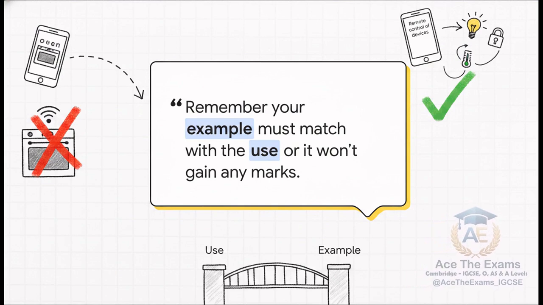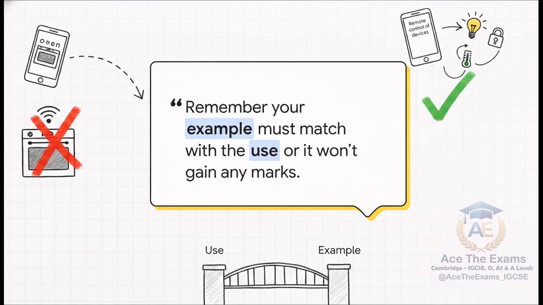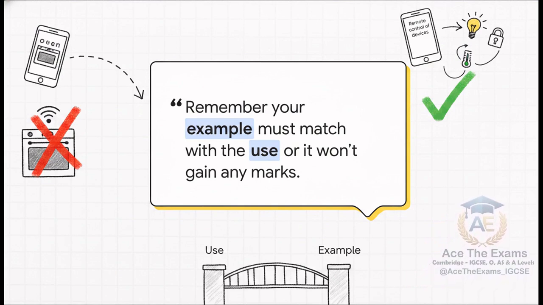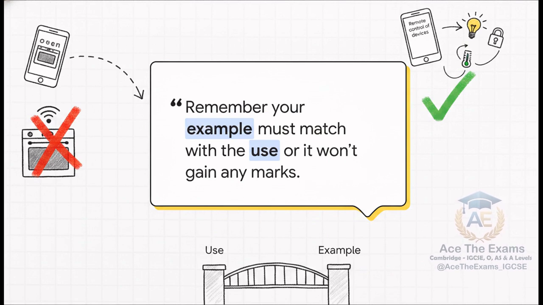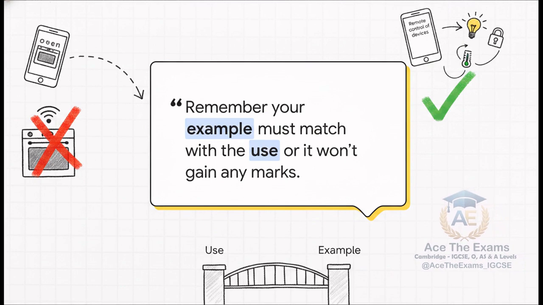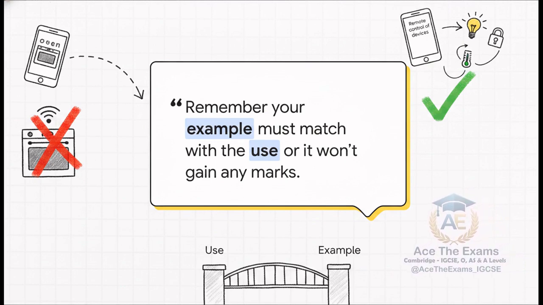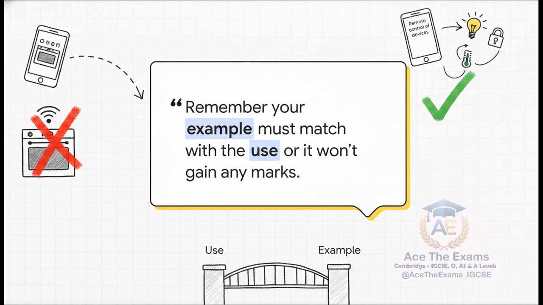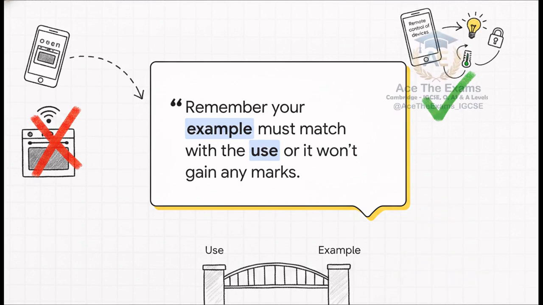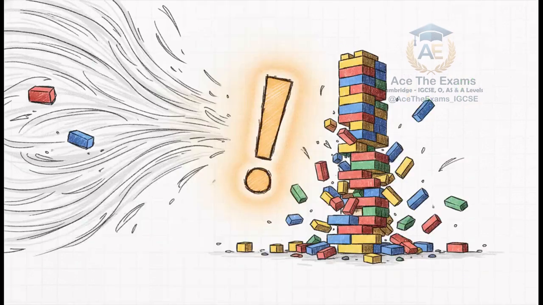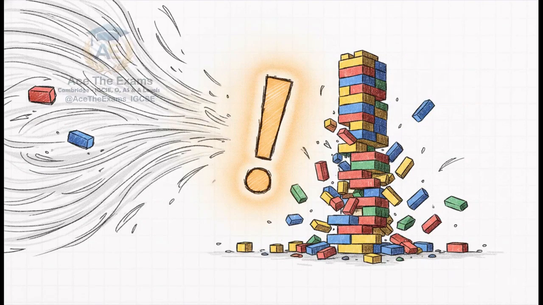As this official exam tip from our source highlights, remember your example must match with the use or it won't gain any marks. It is very easy to lose the mark if either your use or the chosen example are too vague. Writing using an oven app is just a vague example floating in space without an anchor. You literally have to explicitly state remote control of devices to build that necessary bridge for the examiner. So, you've just totally mastered the command word give by perfectly linking a broad use to a specific example.